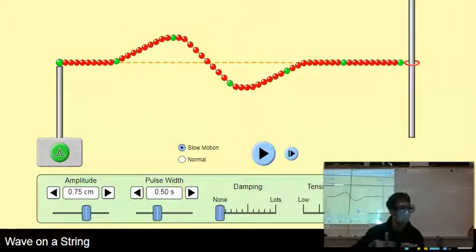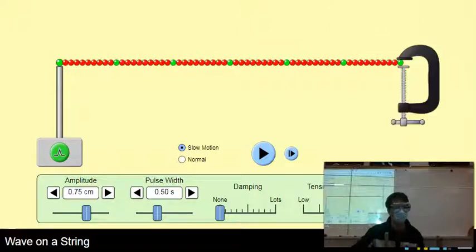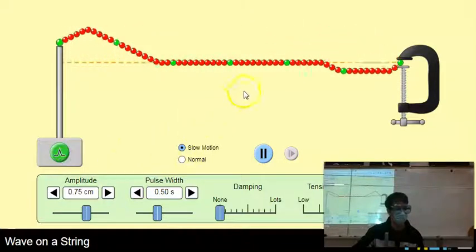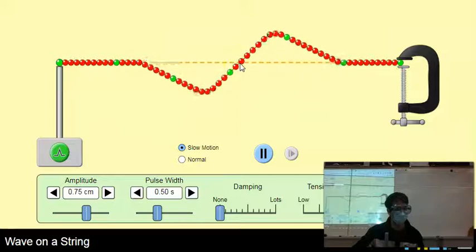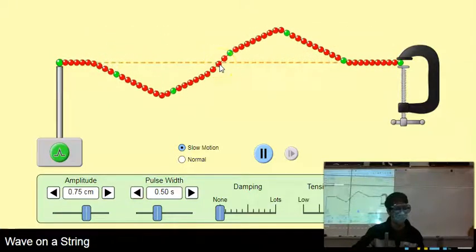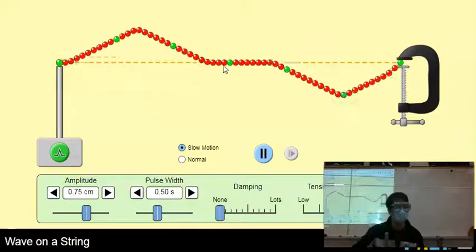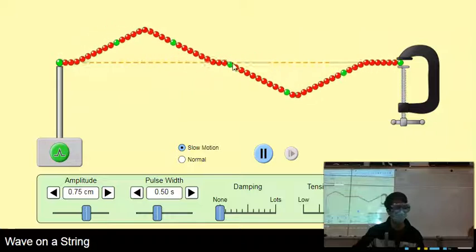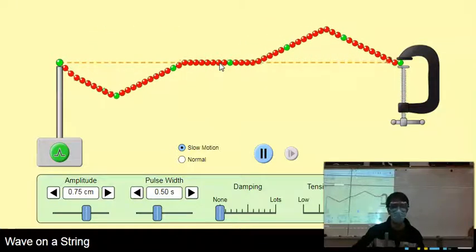Okay, now let's look at the opposite. I'm going to do a fixed end. So this one's going to come back inverted. So we're going to have a crest meet a trough. And let's see what happens. Again, in slow motion. Notice where my mouse was? Notice that the particles of the wave at that point where they meet pretty much don't move. Okay? So that's destructive interference.